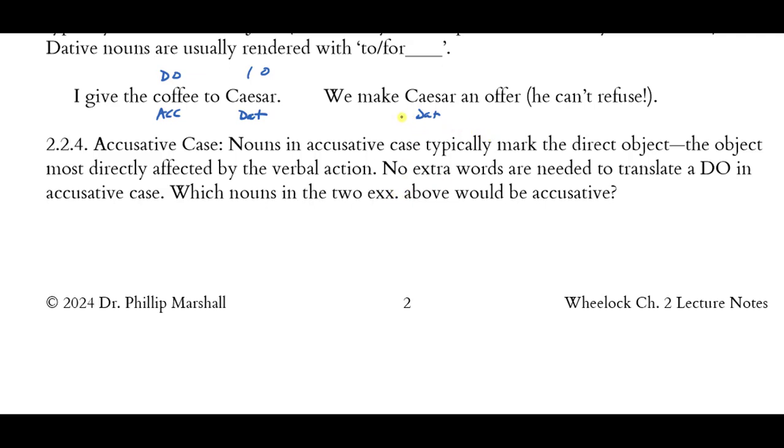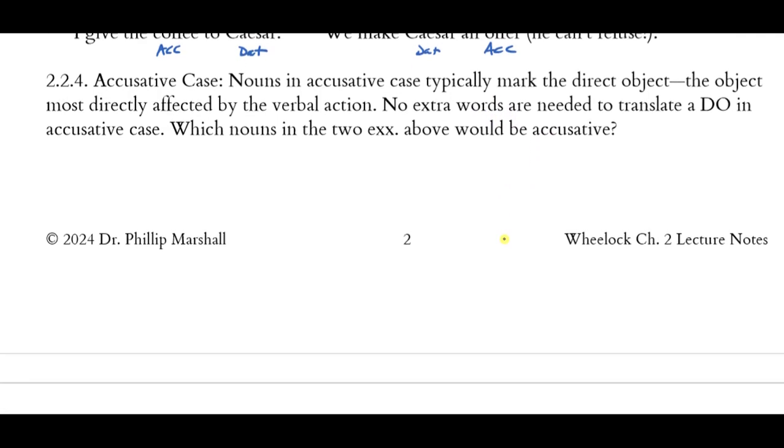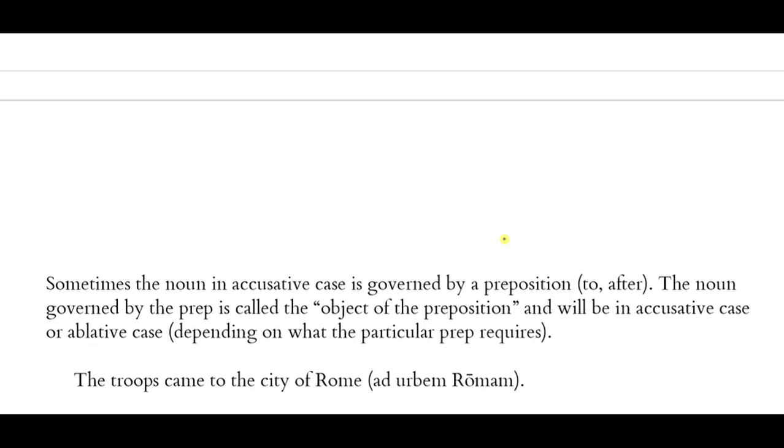And then we make Caesar an offer. The offer is what we're making. That's the accusative. That's the direct object. And Caesar is the one for whom or to whom the offer is made. That's the indirect object. That would be dative case. All right, so you can see which nouns would be accusative there.